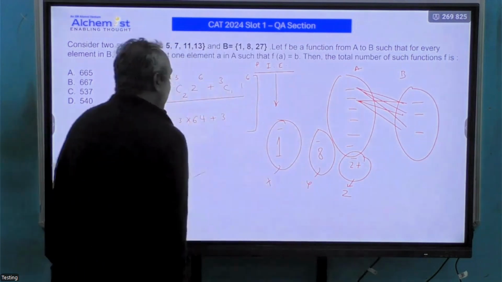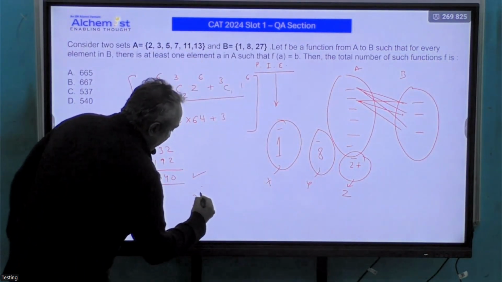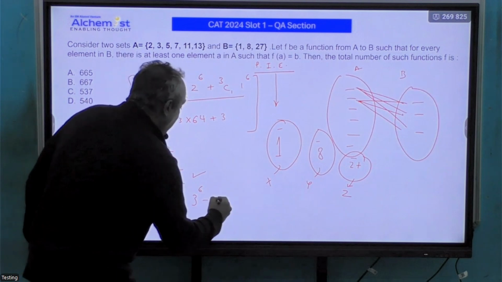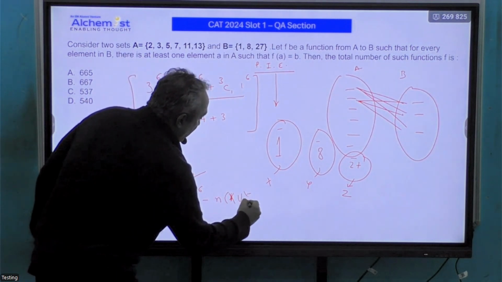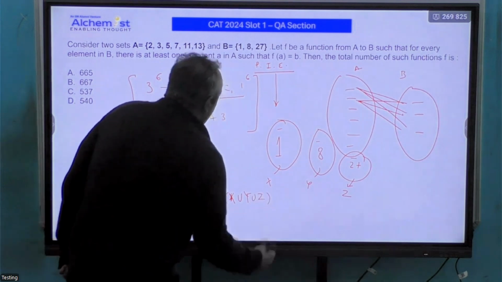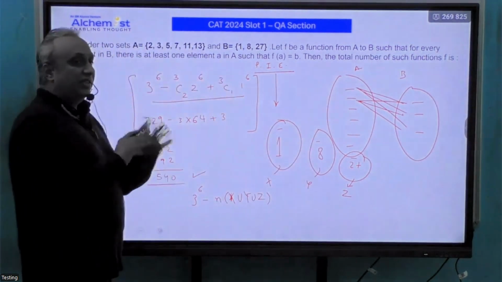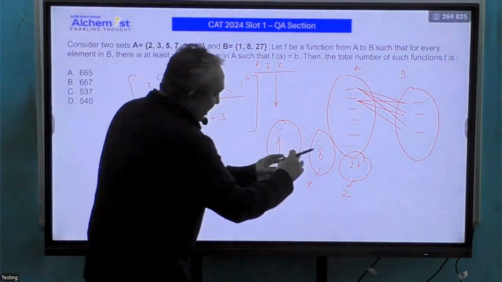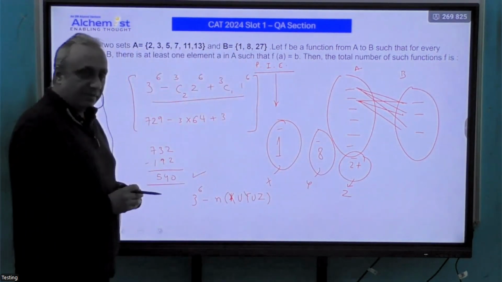So what I'm basically looking at is finding the total number of solutions, which is 3 to the power 6. From that, I will subtract the number of elements in X union Y union Z. So what does this mean? X is a set in which one is definitely missing. Y is a set in which 8 is definitely missing, and Z is a set in which 27 is definitely missing.